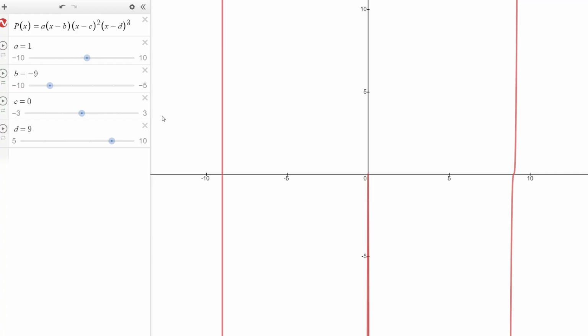So here we're back to the main Desmos screen. Notice that I have my x-intercepts at -9, 0, and +9. I just wanted them spread apart a little bit so that we can talk about each individually.